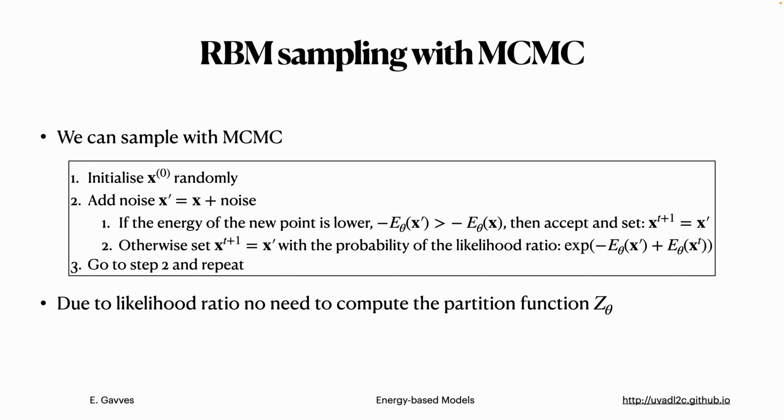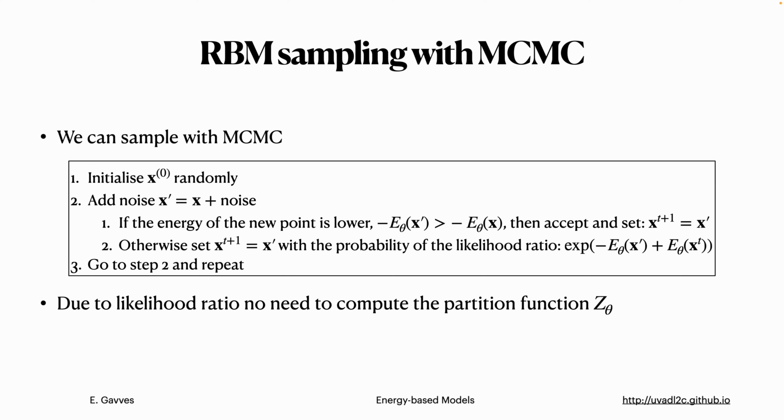When sampling with restricted Boltzmann machines, we can sample with MCMC. So we initialize X randomly. You add some noise to your data point. If your numerator gives a better value, then you keep it and continue. If not, we sample with that probability. So basically that's like exploration versus exploitation.